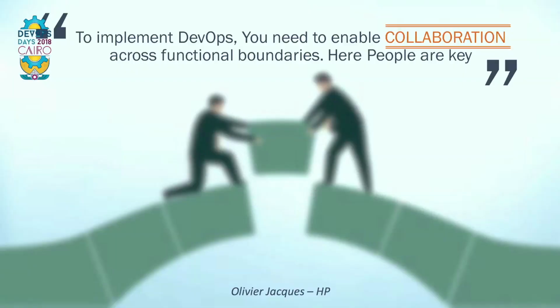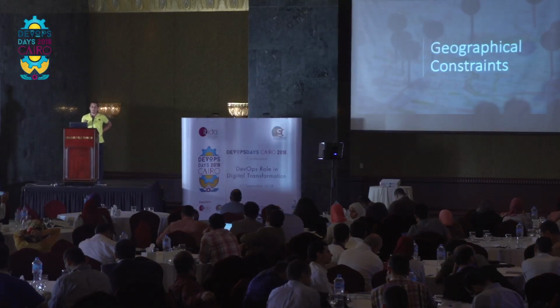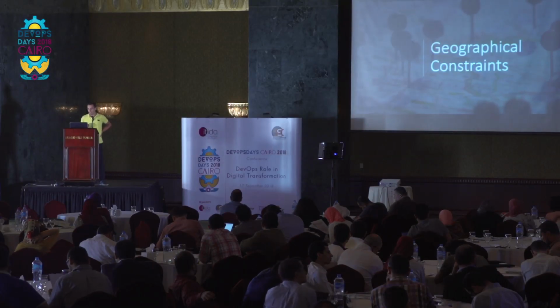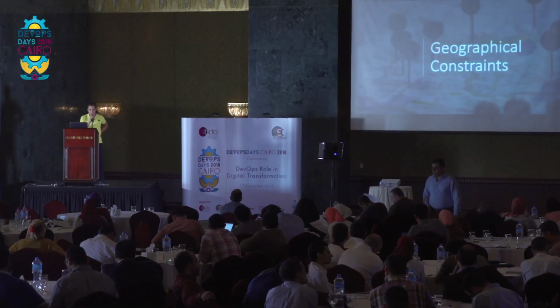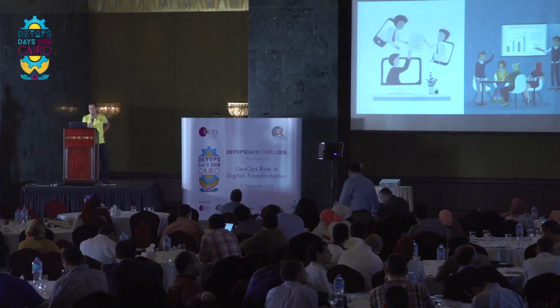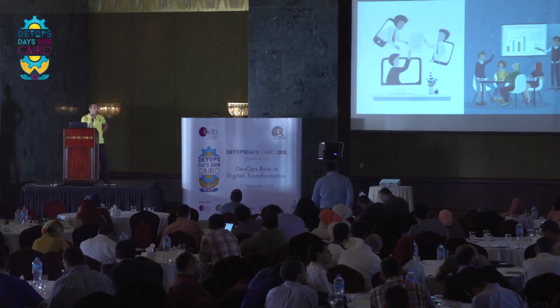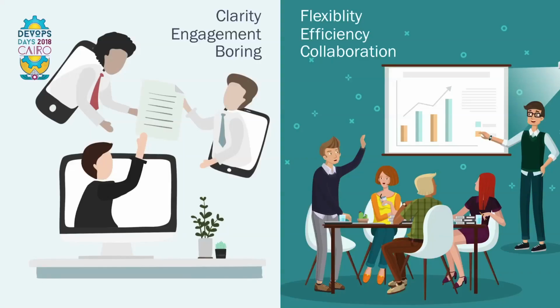Collaboration is essential for any successful DevOps setup. But when it comes to distributed organizations, collaboration is challenging due to some challenges, such as geographical constraints. Having multiple teams distributed across different locations means that all the communication will be online, and we all know that online communication is not as effective as face-to-face communication. To make it more effective, we have to make it more interactive.